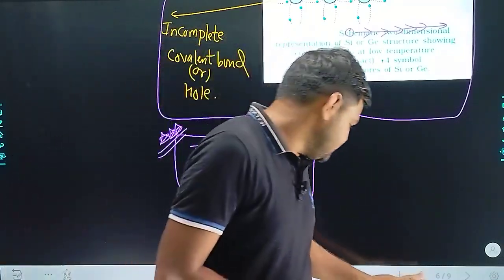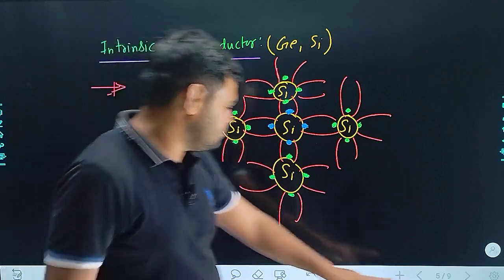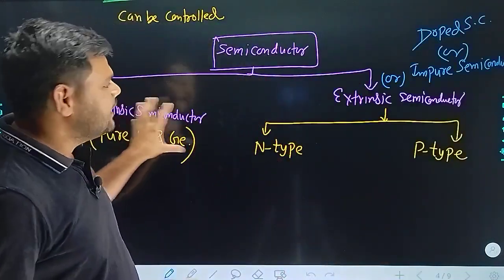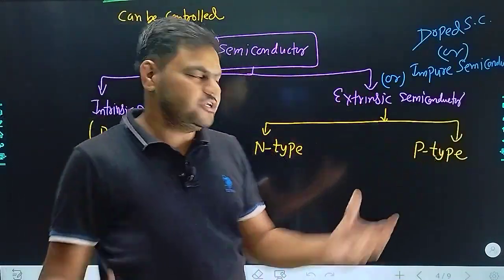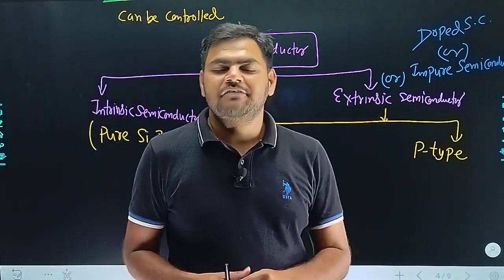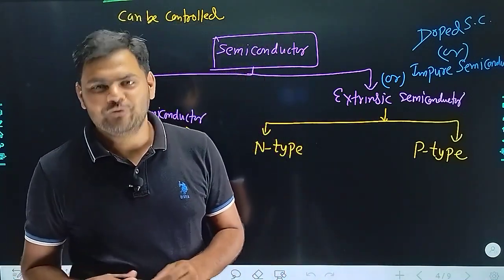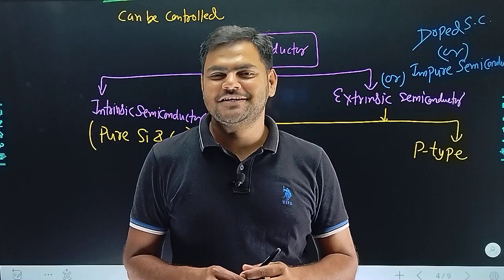Clear? So in today's class we discussed the intrinsic semiconductor. In the next class I'll explain n-type and p-type, and we will also talk about some more important points. So that will be enough for this class. Thank you.